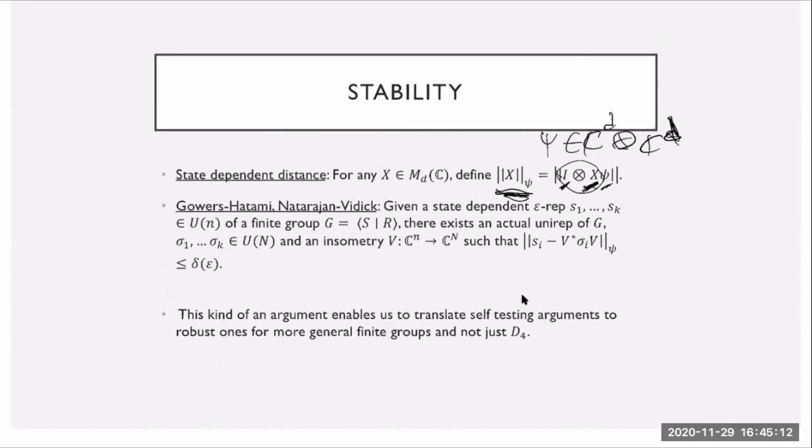And a very famous result, at least in our circles, of Gowers and Hatami, and then Natarajan and Vidick modified the Gowers-Hatami result to the specific case where you use this specific norm. This specific norm is very close to what's called the Hilbert-Schmidt norm, the normalized Hilbert-Schmidt norm. Natarajan and Vidick showed that you can just use Gowers-Hatami and apply it to this specific state-dependent distance. And what it shows is the following.